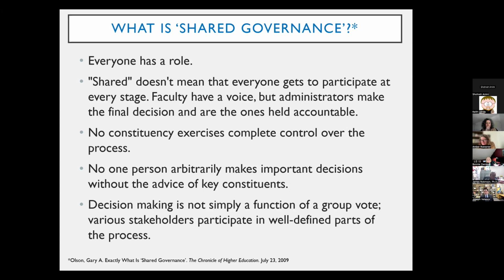The next bullet is that no one person arbitrarily makes important decisions without the advice of key constituents. And I know that you've probably experienced this. When this sort of thing happens, it's usually because not enough viewpoints were considered in order for a good decision to be made. And that's part of the value of shared governance, getting as many opinions as you can. And as I said earlier, decision-making is not simply a function of group vote. You need various stakeholders to participate in well-defined parts of the process.